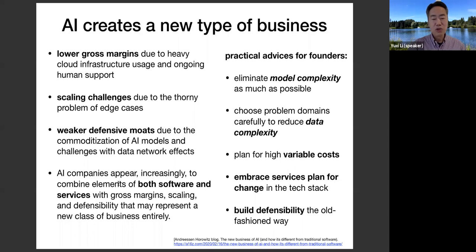So we need to think about those things when we make machine learning, AI, refining work in the practical world. We need to consider model complexity, data complexity, variable cost, services, and building defensibility in this new business.